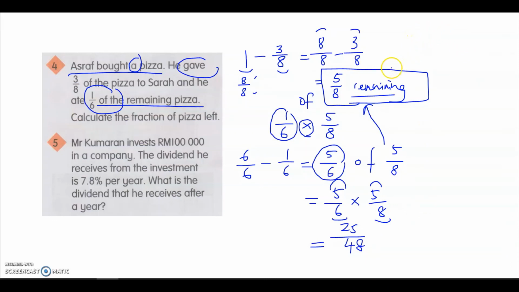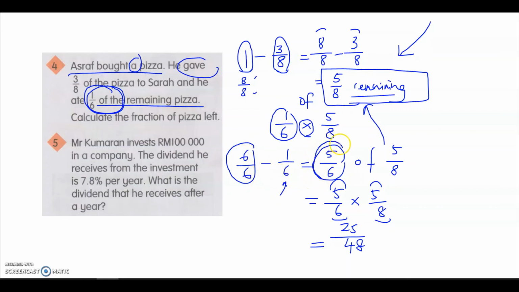One more time, I'll explain one more time. First he had one pizza. He gave 3 over 8 away. So the balance is 5 over 8. Now from this balance, this 5 over 8 here, he ate 1 over 6 of this remaining pizza. So I take the full pizza, 6 over 6. Remember, the full pizza is always 1, is always 100%, is always complete. So the full pizza is 6 over 6 minus the one that he ate.